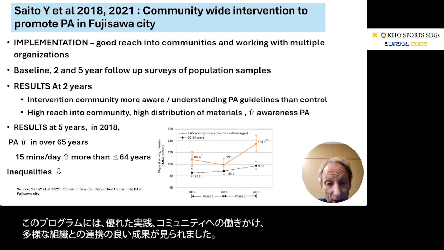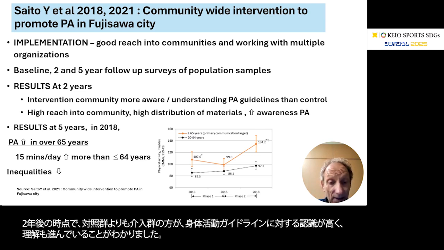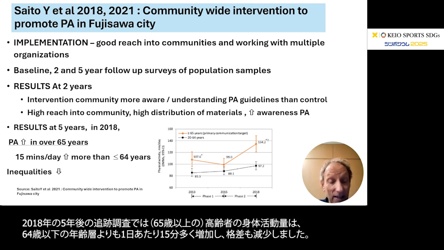This Fujisawa project had good implementation with good reach into the communities and good evidence of working with multiple organizations. The research collected baseline, 2- and 5-year follow-up surveys and showed at 2 years that the intervention community was more aware and had better understanding of physical activity guidelines than control communities, and had high reach and high distribution of materials to increase physical activity awareness. At 5 years in 2018, physical activity for older adults had increased 15 minutes more per day than those younger, aged less than 64 years. Inequalities also decreased.